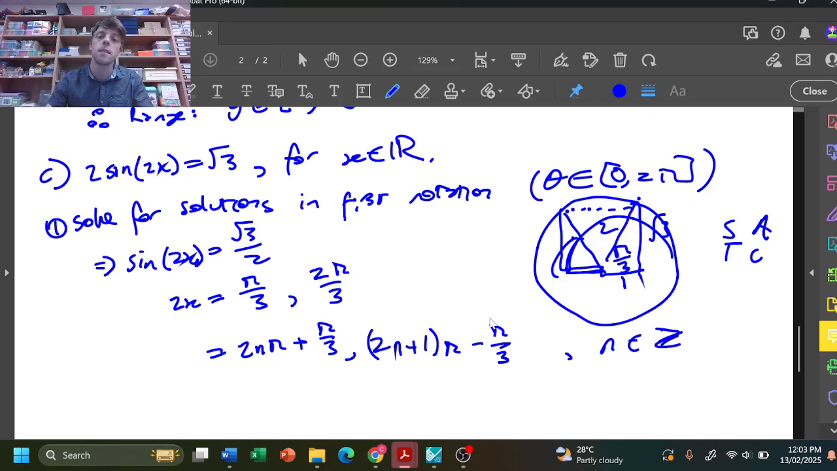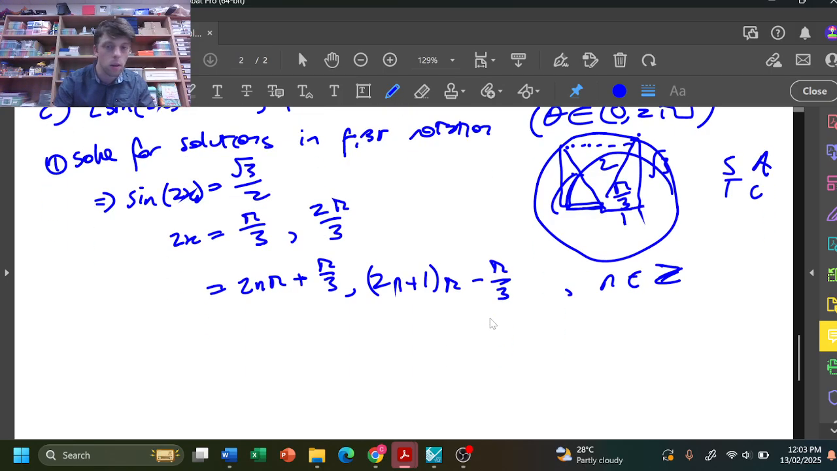So we say n is an element of Z, the integers. So it could be 1, 2, 3, 4, 5, it could be -6, whatever it might be. Okay, so this is our answer. Can we simplify this any further? So let's have a think about this.